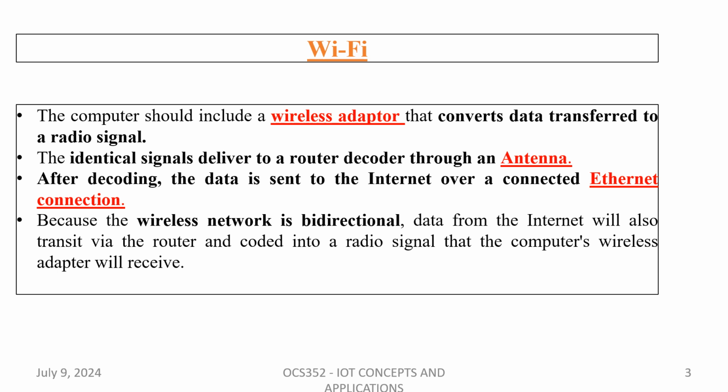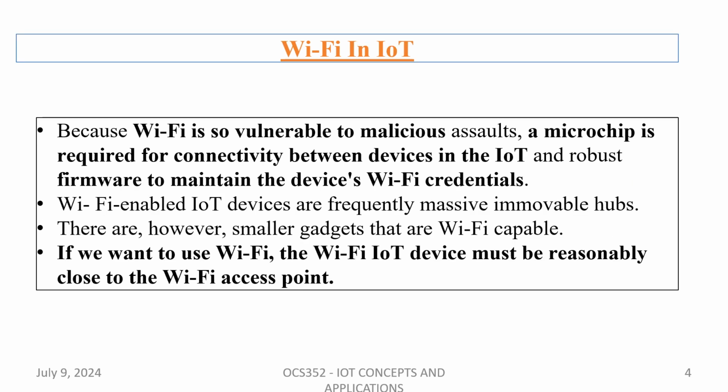Because the wireless network is bidirectional, data from the internet will also transmit via the router and be encoded into radio signals that the computer's wireless adapter will receive.